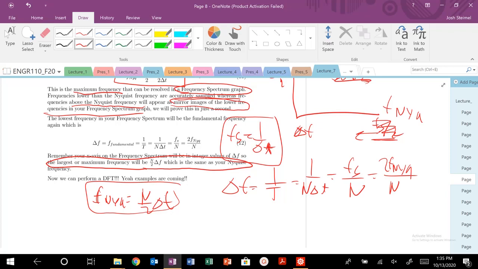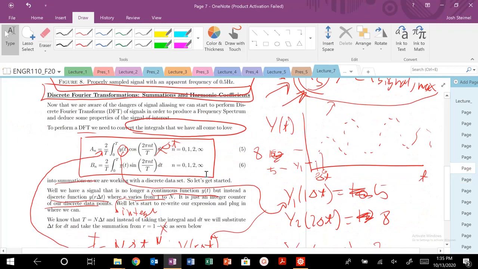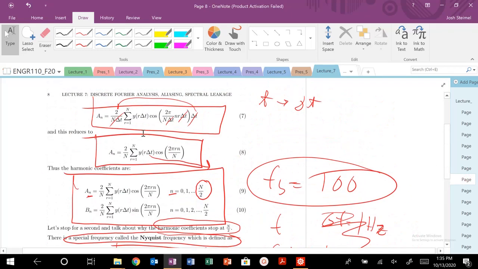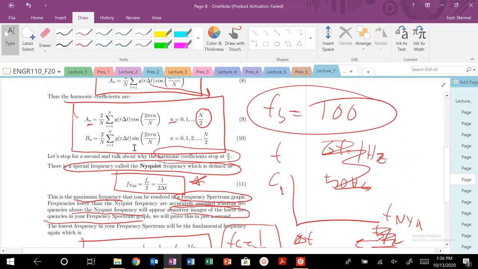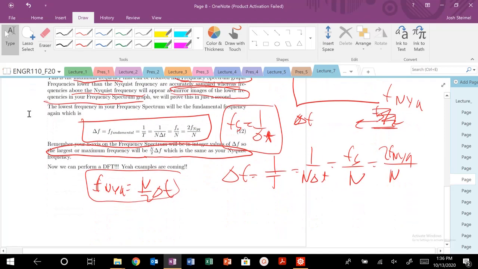That was fairly quick, but hopefully these concepts will become clearer once we actually solve a problem. More examples are coming, but the key thing here is that we're going to move from this integration formalism to our summation idea, because we're working with a discrete data set. Then we use the summation to calculate harmonic coefficients. But again, the limits change depending on this Nyquist frequency. All this will hopefully come together when we work through several example problems, and then obviously in your problem set as well.